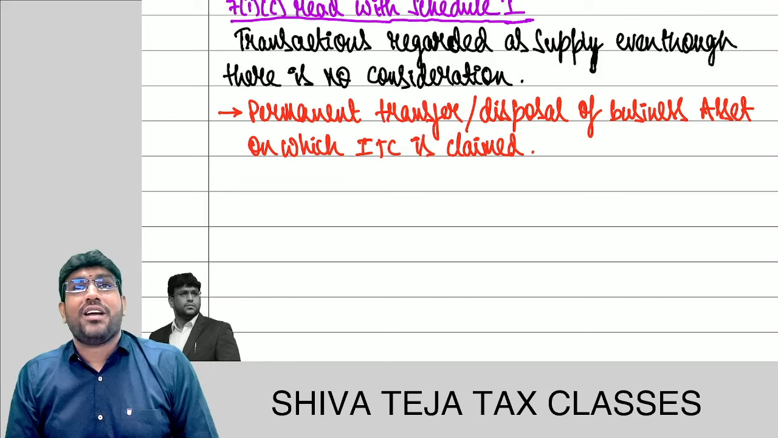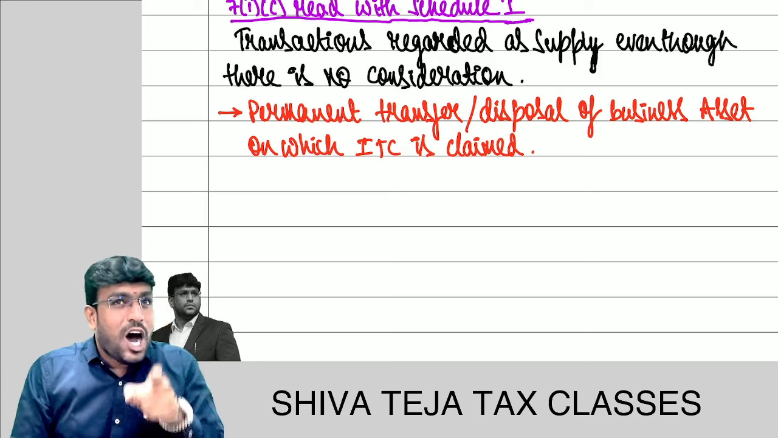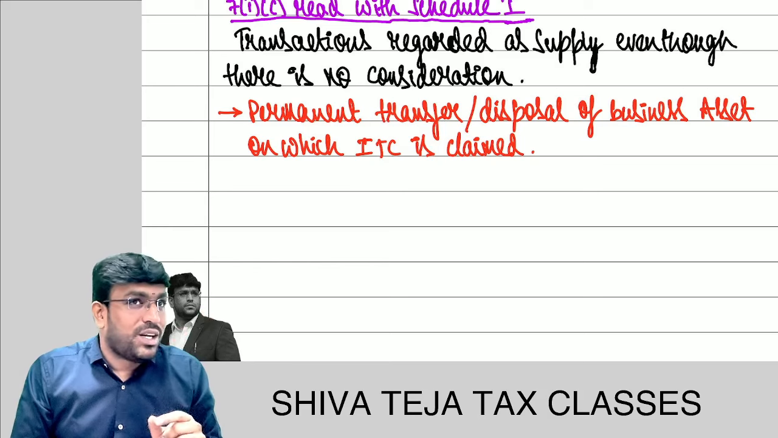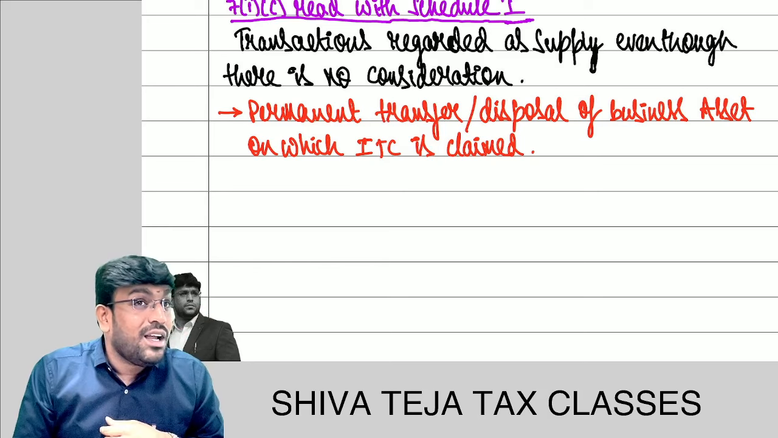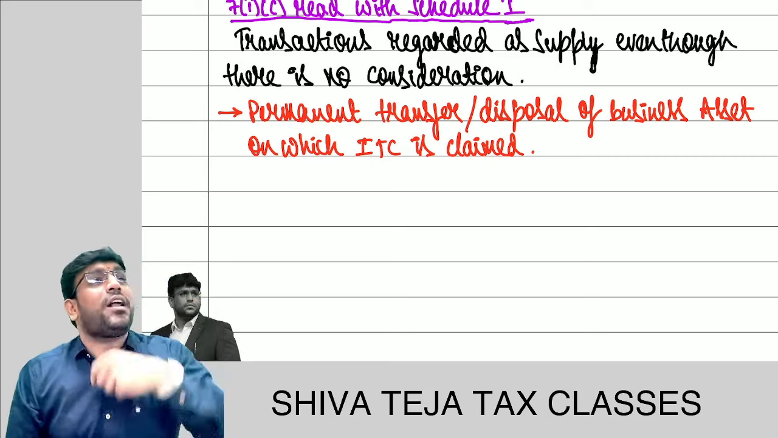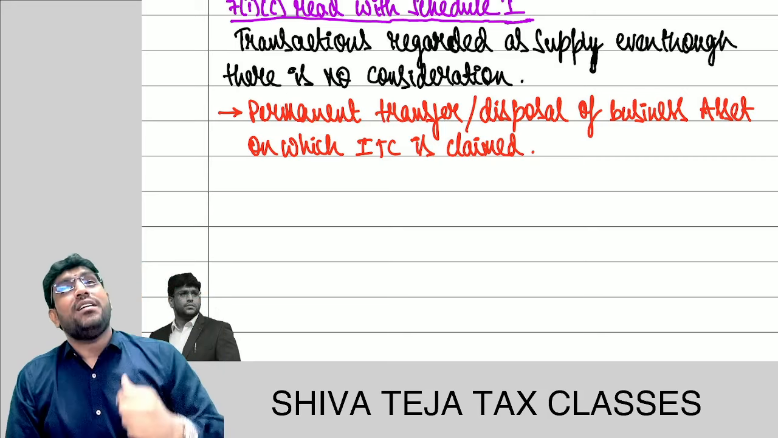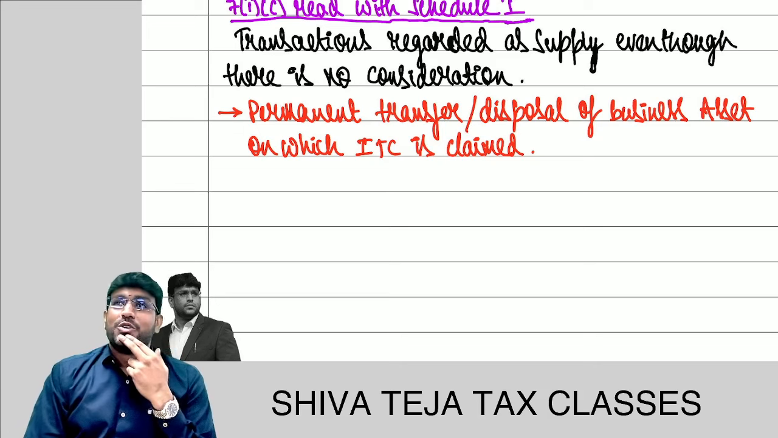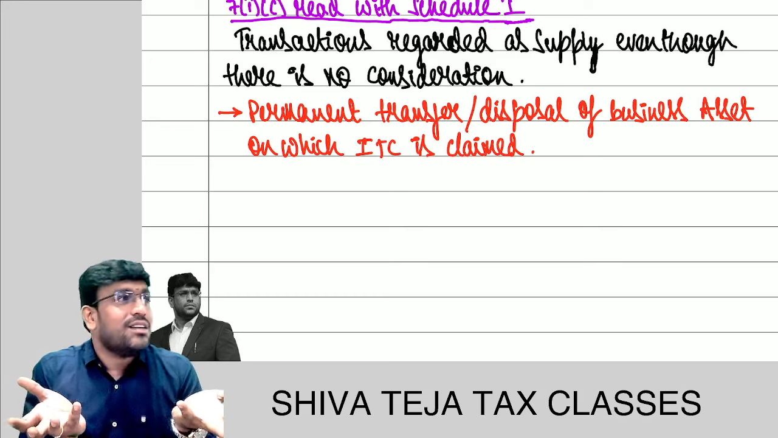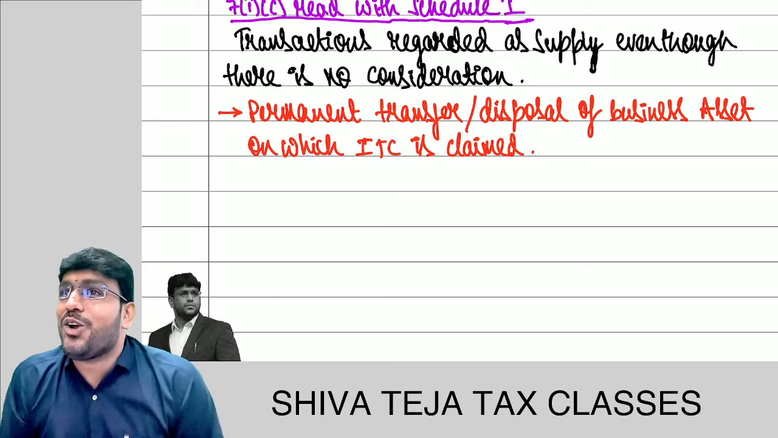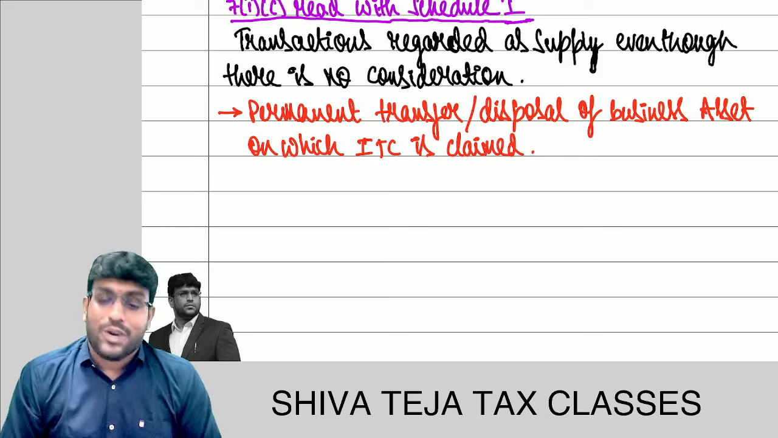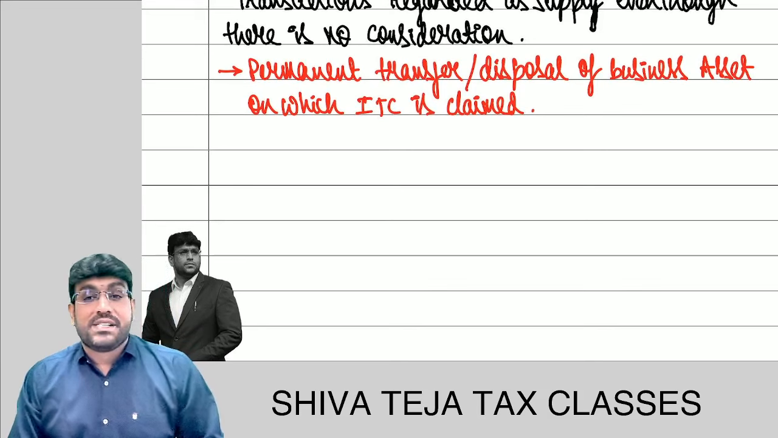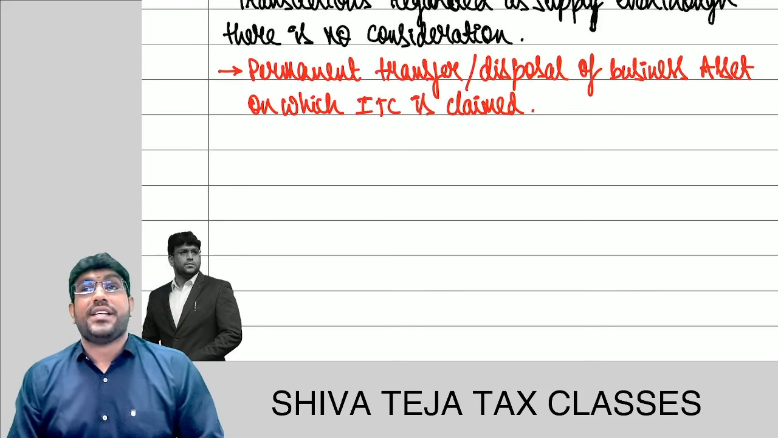Law equation is what? You donated one phone. On that phone, what did I give you? ITC. Logic of the government to understand. Why did I give you ITC? Because you are going to use that phone for business, and what you have done instead? Pay them. Student is telling, logic only, no? Exactly. Sir, clear or not? Everybody. So what is the first point? Permanent transfer or disposal of business asset on which ITC is claimed.